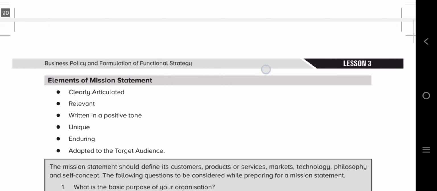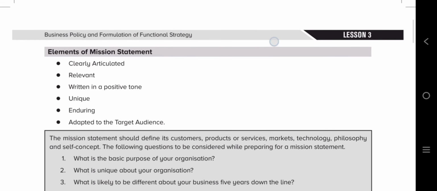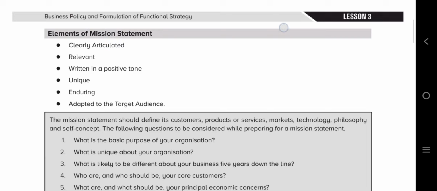Objectives versus goals. Objectives are based on the mission statement and are open-ended, whereas goals are close-ended statements.